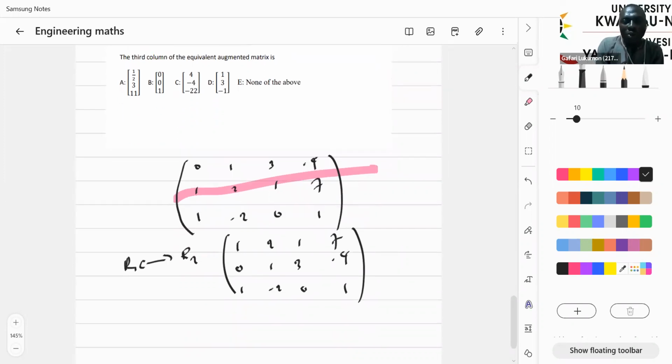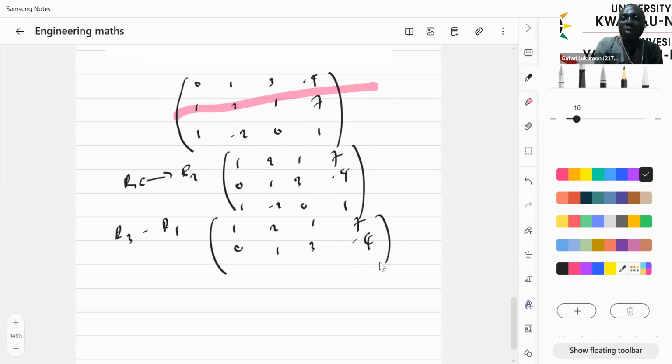What is the second rule? That is R3 minus R1. Okay, let us subtract R3 minus R1. We are interested in making this 0 since it's a row reduced echelon form. That is 1, 2, 1, 7, 0, 1, 3, -4. When you subtract row 1 from row 3, 1 minus 1 is 0. 2 minus -2 is 4. 1 minus 0 is 1. 7 minus 1 is 6.